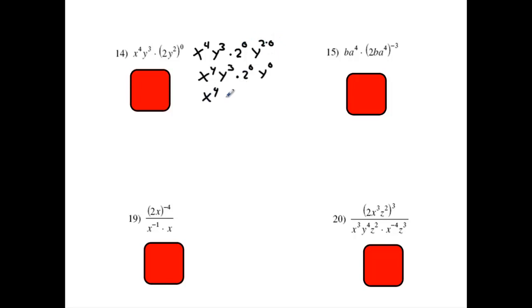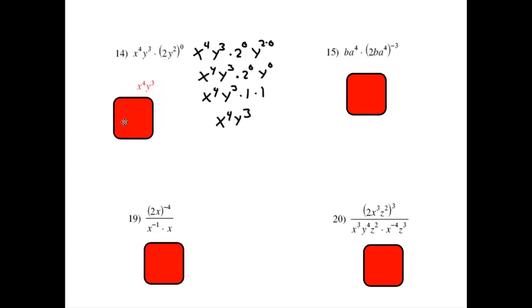and that gives you x to the 4th times y cubed times 1 times 1, because anything that goes to 0 power, it doesn't matter what the number is, it's going to be 1. So your final answer better be x to the 4th times y cubed. Let's check that and see if that's correct. And that is correct. Alright, let's look at this problem here.